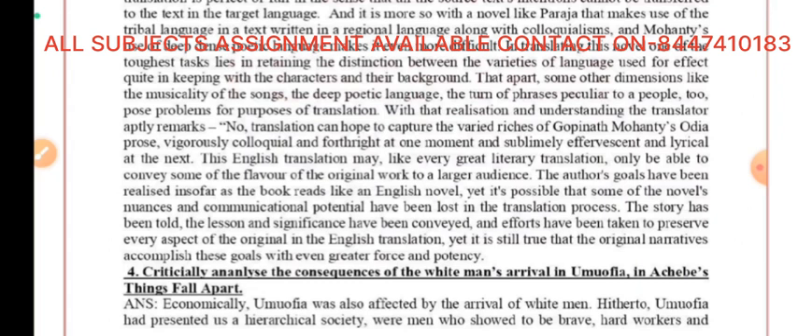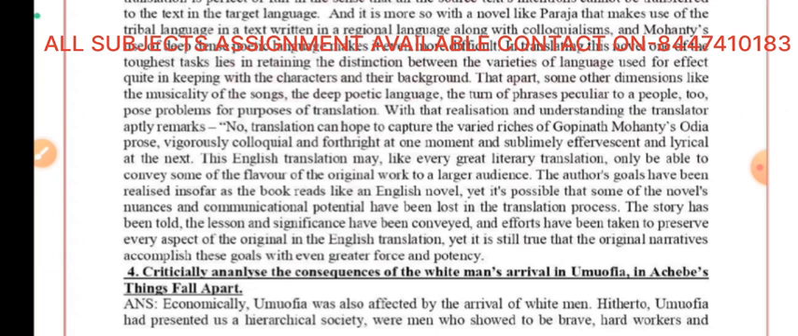In translating this novel, one of the toughest tasks lies in retaining the distinction between the varieties of language used for effect, quite in keeping with the characters and their background. That apart, some other dimensions, like the musicality of the songs, the deep poetic language, and the turns of phrase peculiar to a people, also pose problems for purposes of translation.